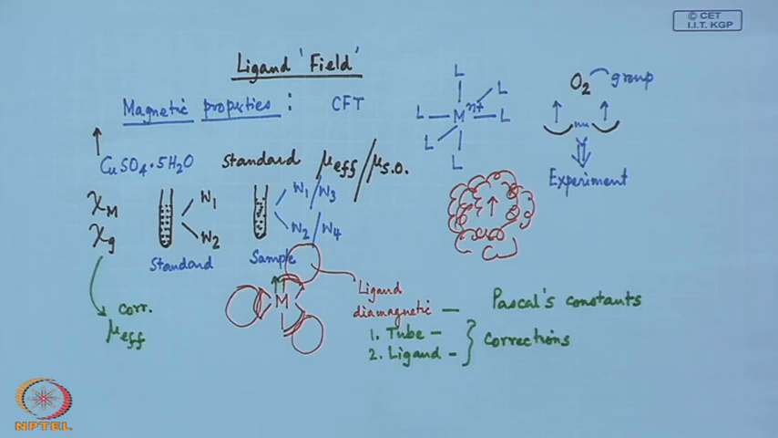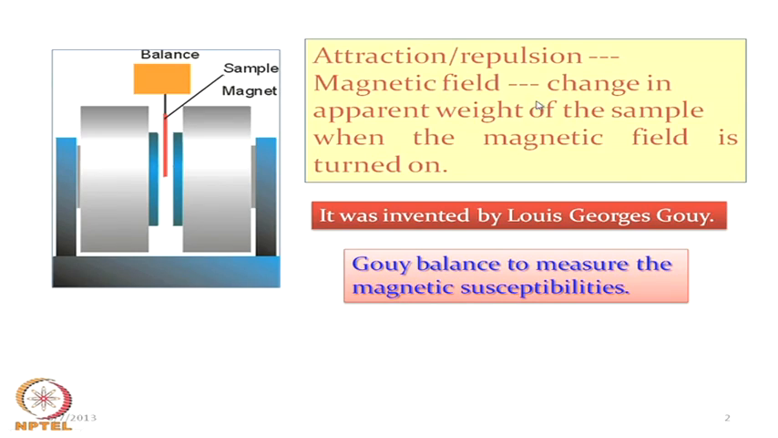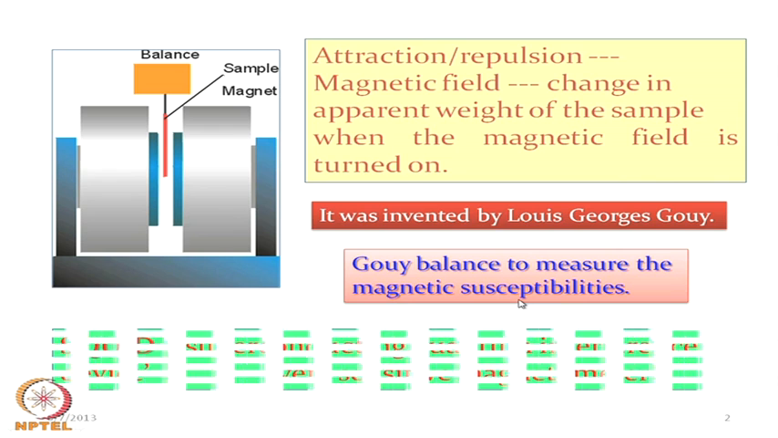So, within the magnetic field, when we place the sample, there will be a change in apparent weight of the sample when the magnetic field is turned on. So, that is the basic principle behind this simple technique of Gauss balance for measuring the paramagnetism of these metal complexes.